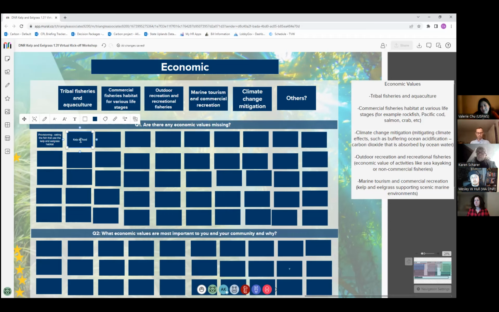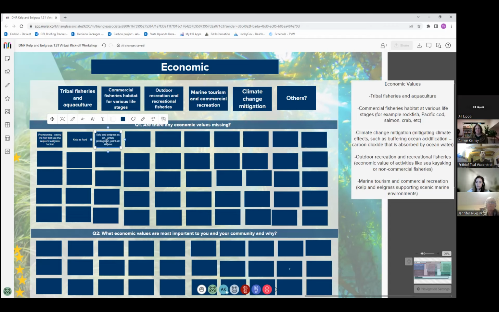Another one is art. You have outdoor recreation or marine tourism, but you need to actually include things like artists who photograph or paint or in some way use the kelp and eelgrass ecosystem for inspiration. Thank you.